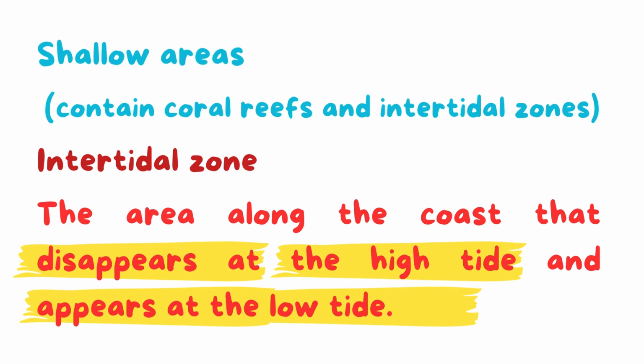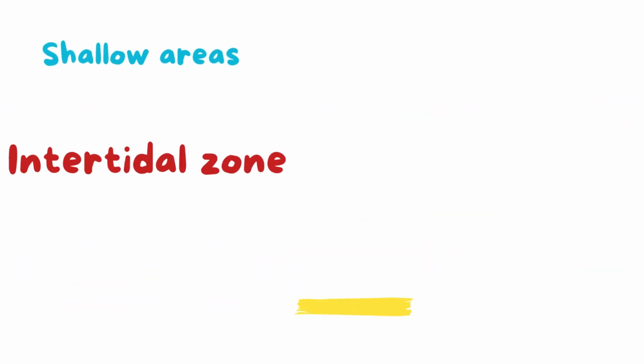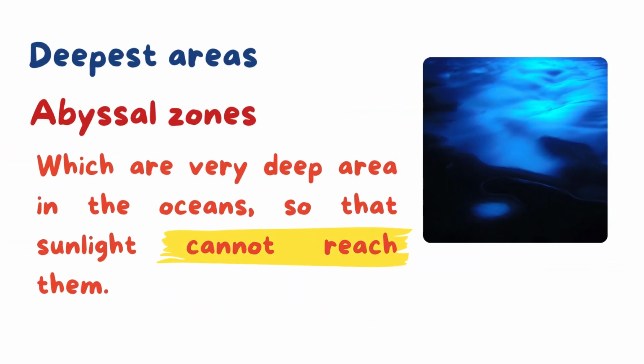This is the intertidal zone. These are the features of the shallow areas, which contain coral reefs and intertidal zones. What about the deepest areas? The deepest areas are saltwater ecosystems that we call abyssal zones, okay?